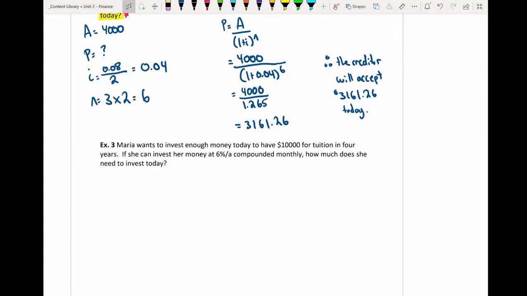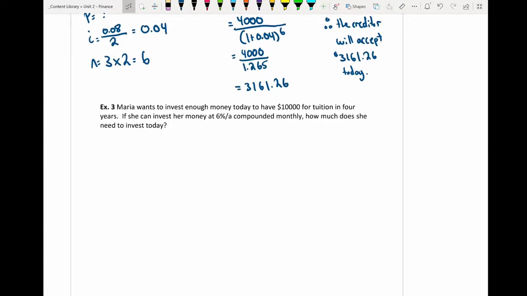So in our last example, Maria wants to invest enough money today to have $10,000 for tuition in 4 years. If she can invest her money at 6% per year, compounded monthly, how much does she need to invest today? So I know I'm looking for, again, A, P, I, and N. So going back to my question, wants to invest enough money today. That tells me that I'm looking for the present value, to have $10,000 in 4 years. So that means my future value is 10,000.